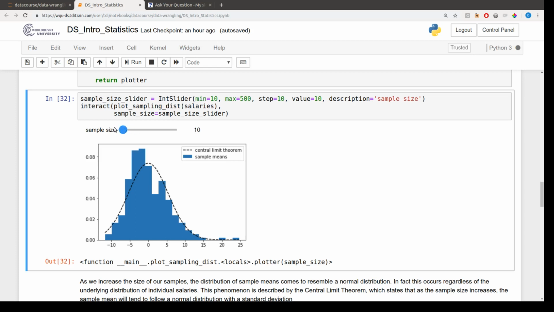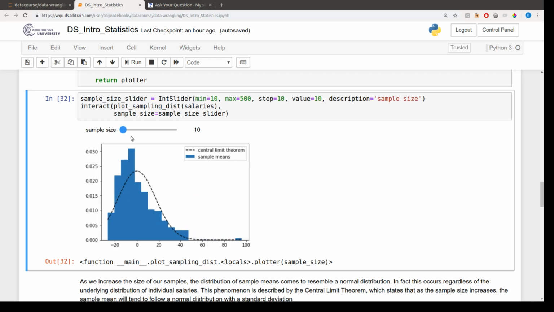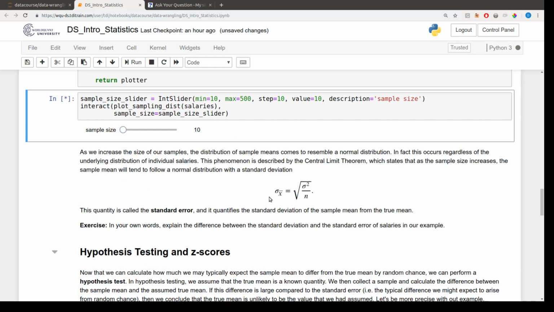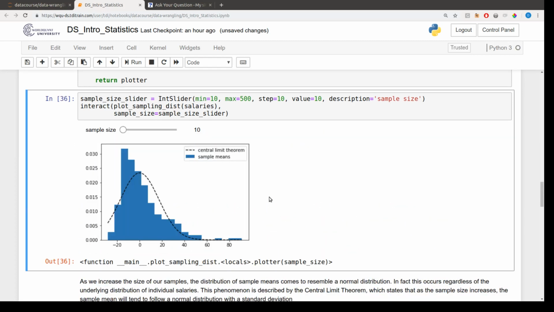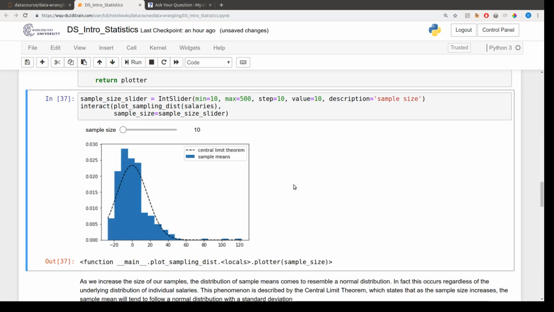And we can see that a little bit if we bring this sample size down to 10. We see the histogram is a little bit skewed from the central limit theorem. Even when I run this cell multiple times and do the whole sampling process multiple times, we see the histogram is often peaked a little bit to the left of where the central limit theorem says it should be.